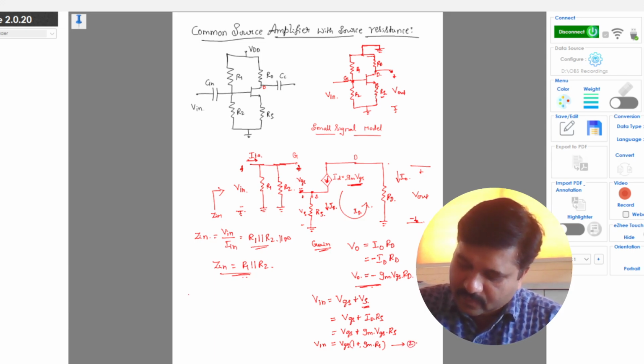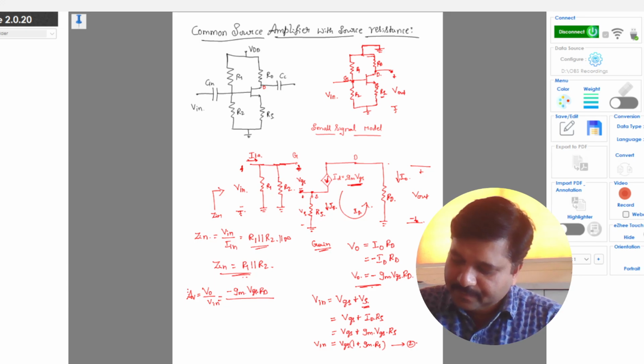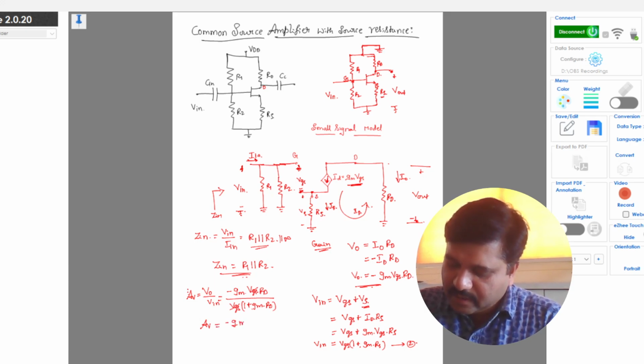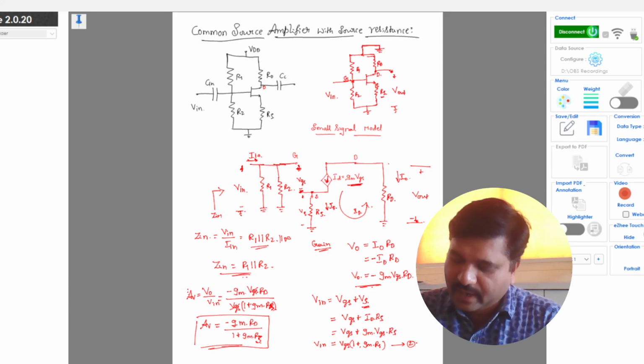So my gain, which is voltage gain, output voltage by input voltage, by equation 1 divided by equation 2, I get minus GM into VGS into RD divided by VGS into 1 plus GM into RS. So VGS cancels, and my voltage gain is nothing but minus GM into RD divided by 1 plus GM into RS. This is RS here, sorry. So this is the expression of gain, right?